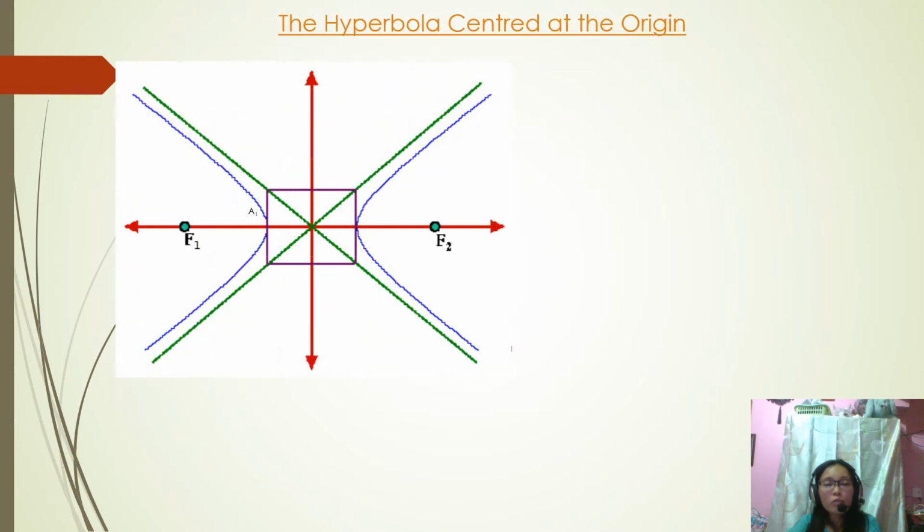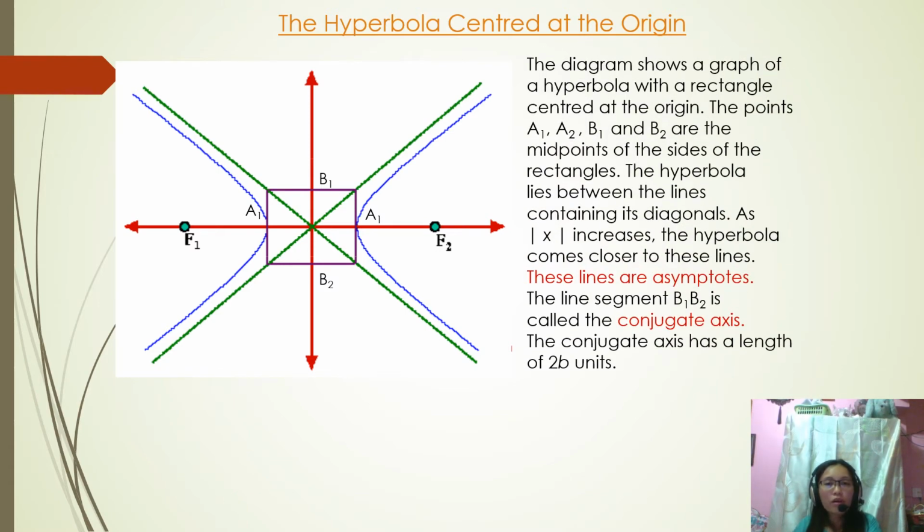Now let's start with the equation. Okay, the equation of the hyperbola centered at the origin. As you can see on the left side of the presentation, we have a diagram that shows a hyperbola with a rectangle centered at the origin. So, kanang rectangle din ha is what you call the auxiliary rectangle. A sub 1 and A sub 2. We have B sub 1 and B sub 2.